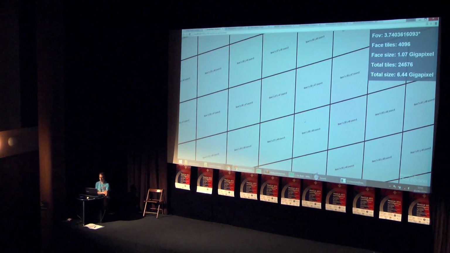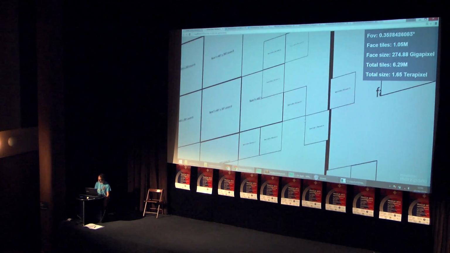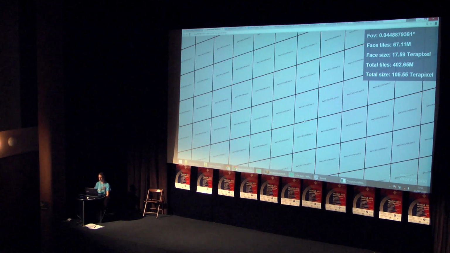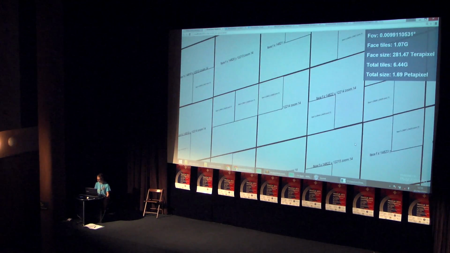Actually, this is an interesting demo because you can see some limitations that you get when you zoom in a lot. If you zoom really a lot, you start to have numeric problems. Here we are already at a point where each cube face would have 18 terapixels, which, well, I guess you won't hit so much.